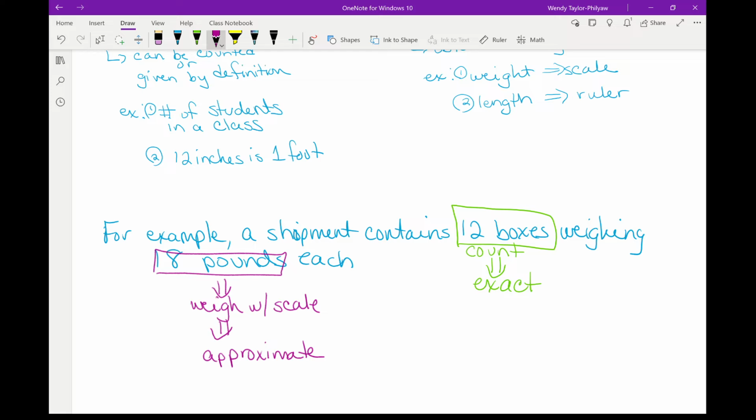If it's something you can actually count, it's exact. If it has to be weighed or measured in any way, then it is approximate. Some other examples of approximate: using a thermometer to get the temperature, using a blood pressure cuff to get your blood pressure. Anything that uses a tool is considered to be approximate because it's very difficult to know to the exact decimal point how much something weighs or how long something is.